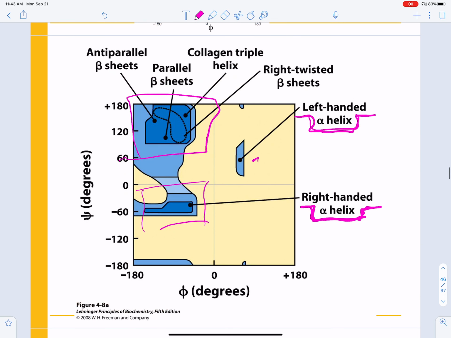So I think I'll stop here to try and keep it under 10 minutes, and then we'll talk about the particulars of the alpha helixes and beta sheets in the next session.